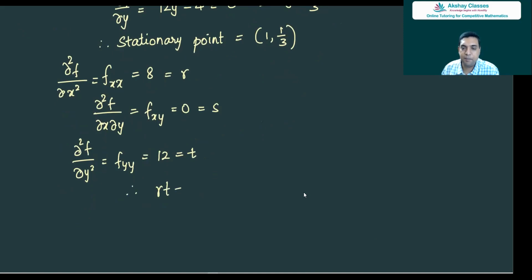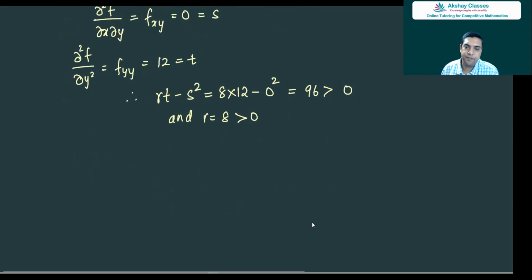Therefore, rt minus s square is 96, greater than 0, and r is equal to 8, which is greater than 0. Therefore, delta is greater than 0. This means it's the point of minimum. This means the point (1, 1/3) is the point of minimum.